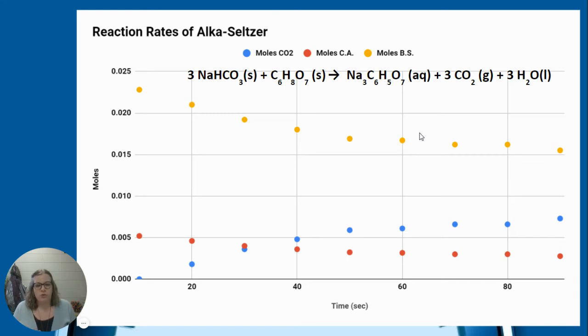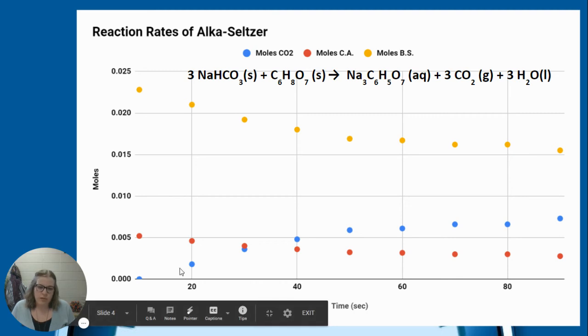This graph also shows me what is happening with my moles of baking soda, which are these guys right here, and my moles of citric acid, which are these guys here. But like I said, what's really important here is going to be the ratio. If you look, I start off at 0.022 moles of baking soda in my tablet. I got that from using the actual data on the back of the package. But what's important here is going to be the shape.